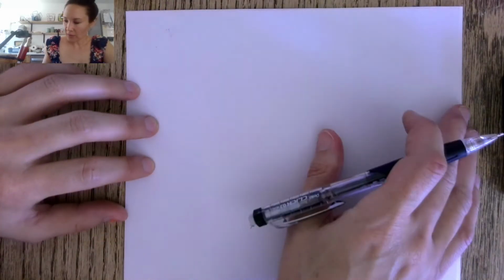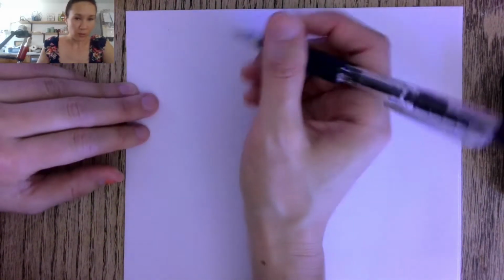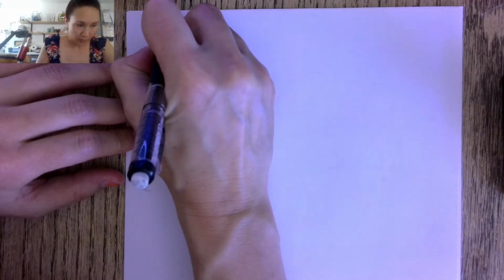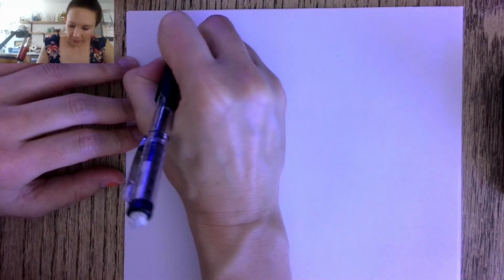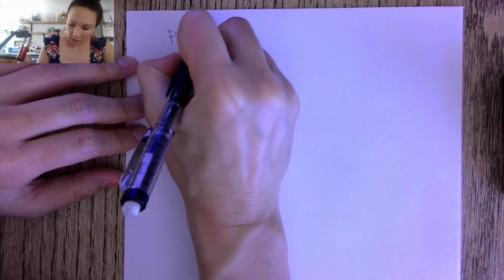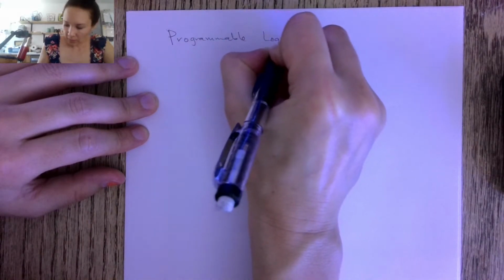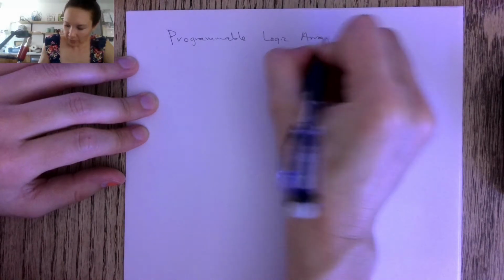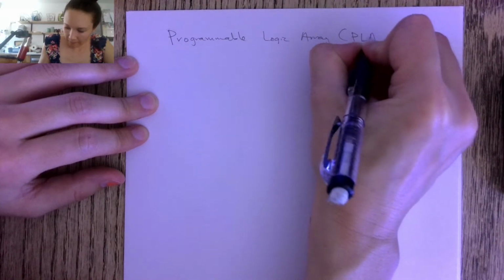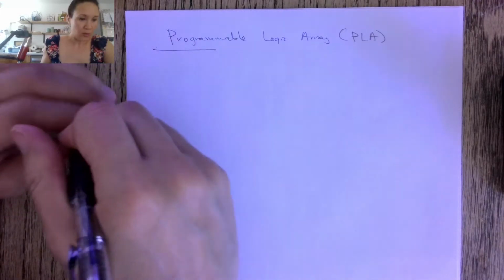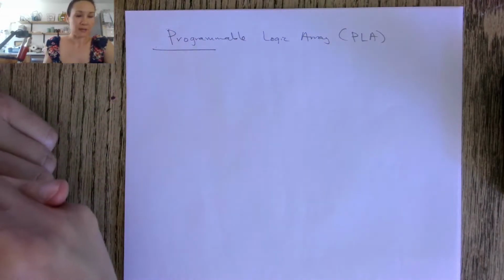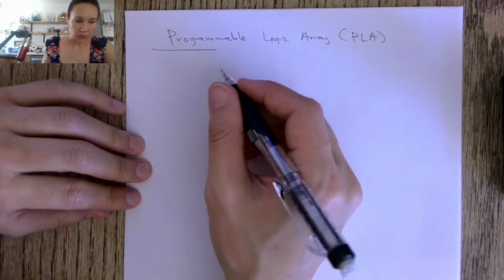Hi students, in the last video we talked about a read-only memory, a ROM. Today I want to talk to you about a PLA. So a PLA is a programmable logic array, and it's similar to the ROM except it does not provide a full decoding of the variables.